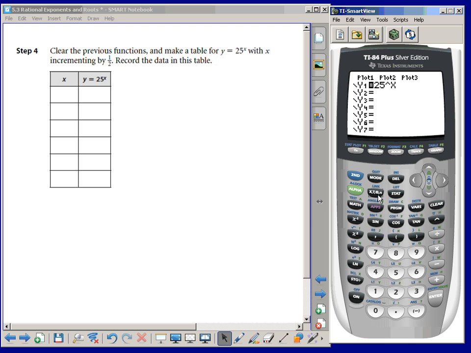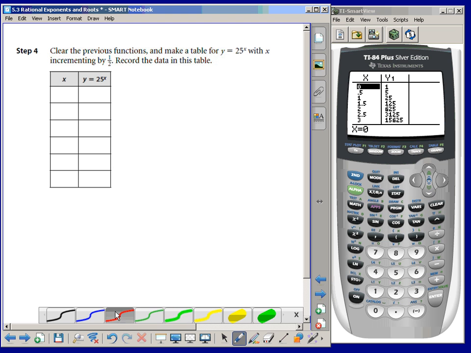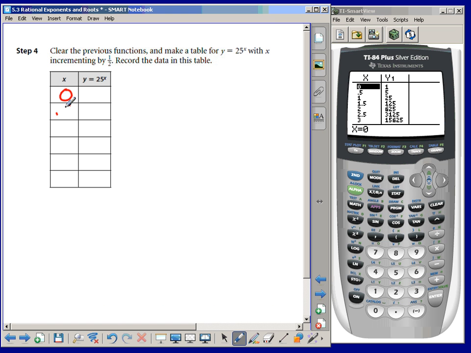To do this, on your calculator, press second table setup. That's above window. We're going to start our table at 0, but we're going to change our table, that little triangle there, delta table, we're going to change it by 0.5. So if I now go to table, you should see 0.5, 1, 1.5, 2, our table goes up by 0.5. Let's go ahead and record this in the table.